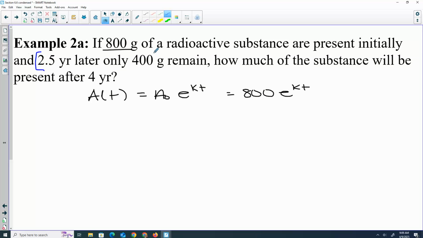In 2.5 years, we have 400 grams. So I'm trying to find my constant, but we know in 2.5 years we have 400 grams. So the ending amount is 400. I don't know this k, but the time that took was 2.5. 2.5 is my t, 400 is my A.